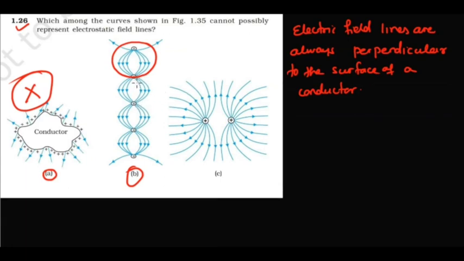But look at this one. We have a negative charge here, and the electric field lines are starting from the negative charge. This is not possible. Is that clear? And similarly, look at the third segment here. The electric field lines are starting from positive and ending at positive also. So remember that electric field lines can never start from negative or end at positive. So this diagram is incorrect.